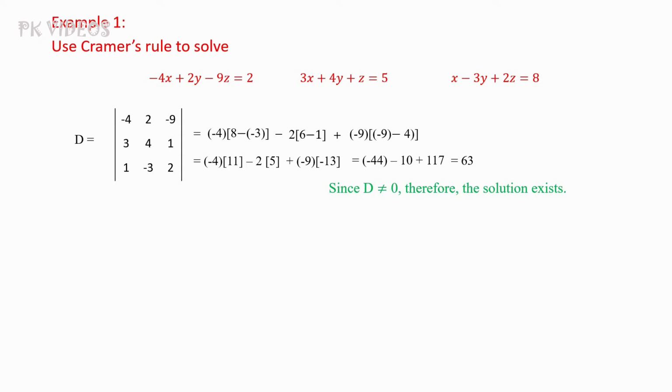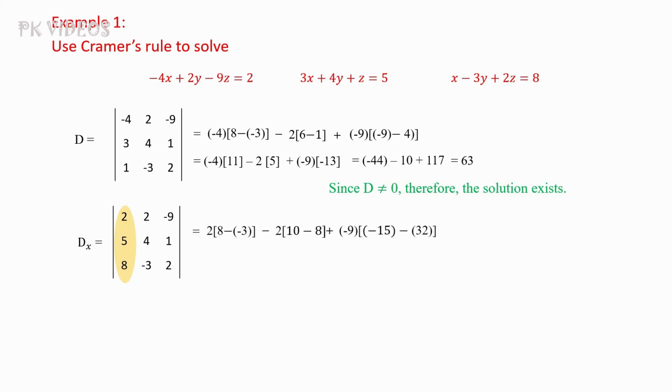So let's see what the solutions are. First of all, we need to find dx. To find dx, we'll substitute the coefficient of x with the values of the constants 2, 5 and 8. Then find the determinant. So here the determinant we'll get is 441.